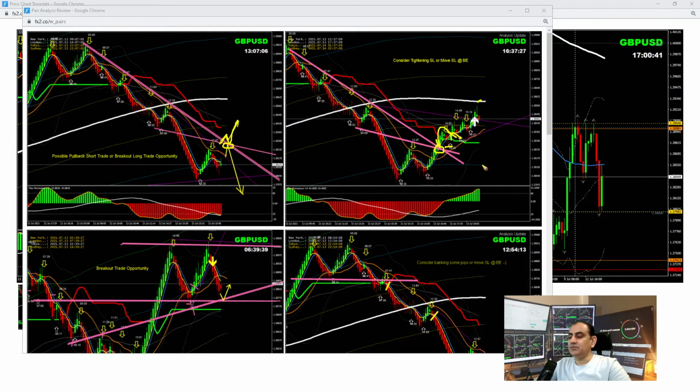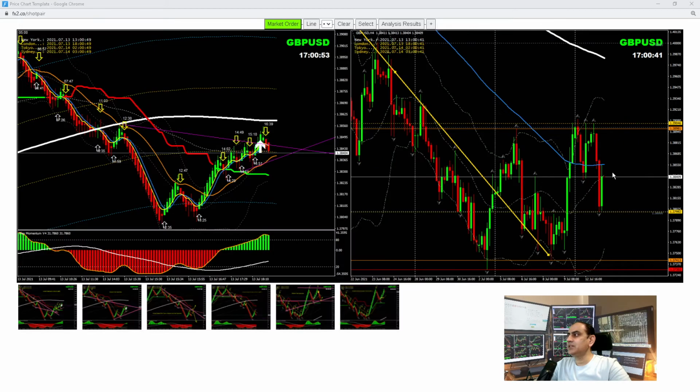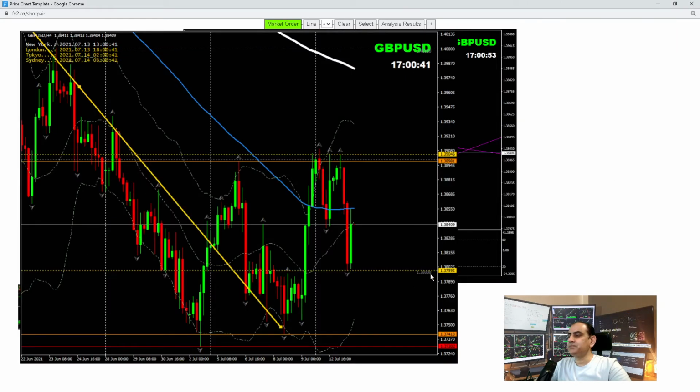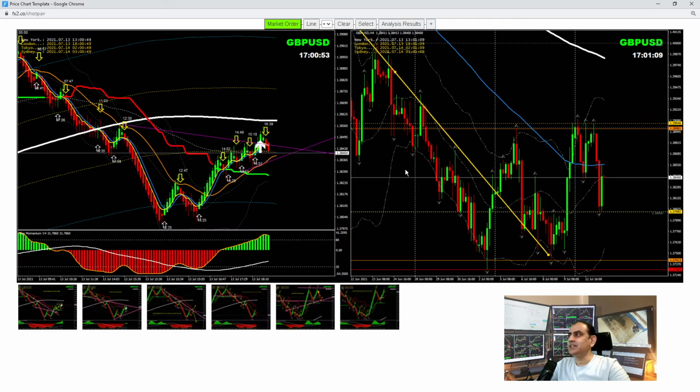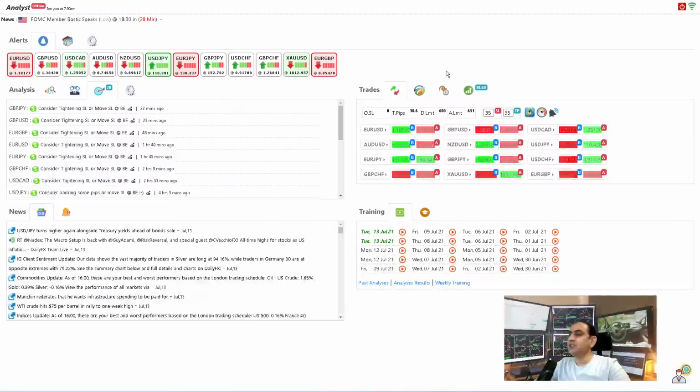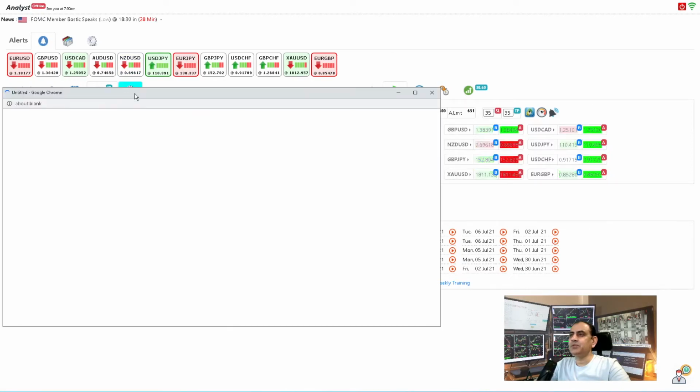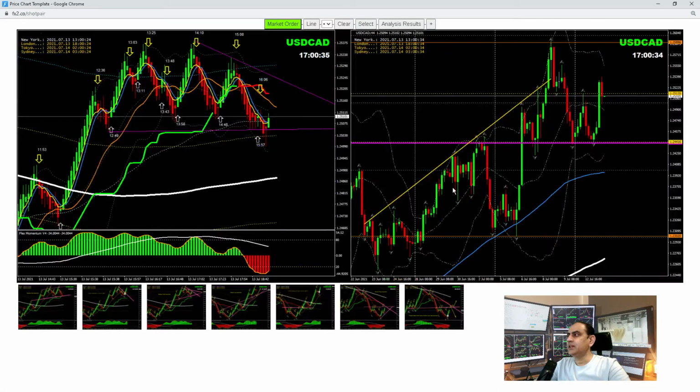All right, so you can see in pound dollar right now, an inside candle pattern is developed. We'll let you know tomorrow about this trade. Let's move into the dollar CAD. Dollar CAD, we had an amazing trade as well, a beautiful long trade, and I'll explain to you why.